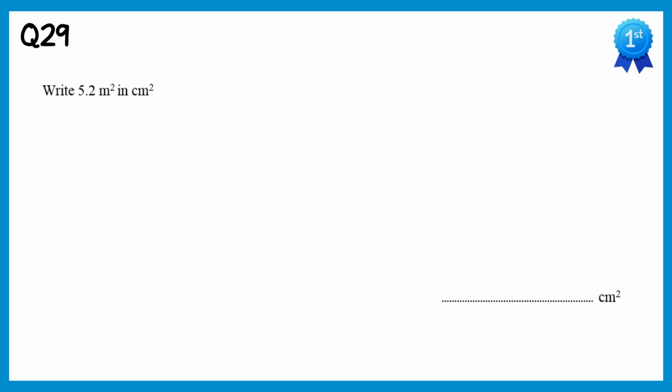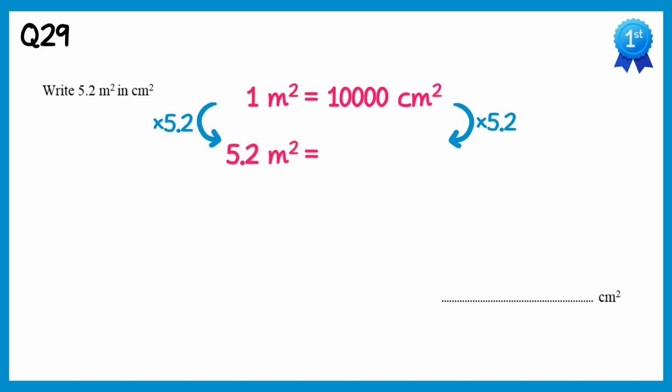In this question, we're converting meters squared into centimeters squared. You need to know that 1 meter squared is the same as 10,000 centimeters squared. It's not the same as 100, that's if you're doing meters to centimeters, but this is meters squared to centimeters squared. We need to find 5.2 meters squared, so we're timesing by 5.2, so 10,000 times 5.2 is 52,000.